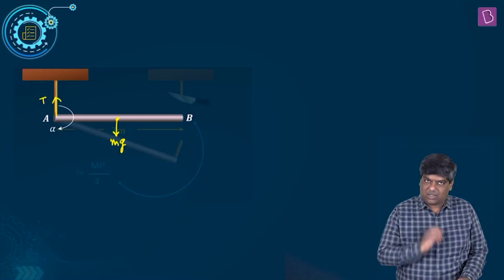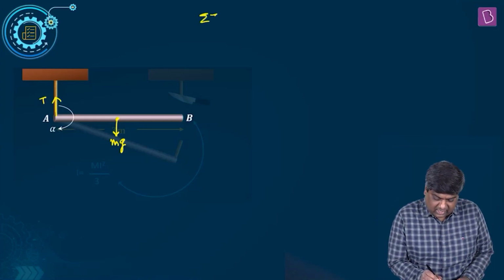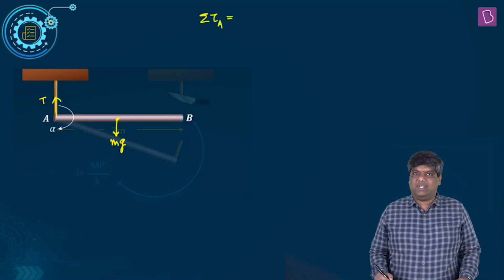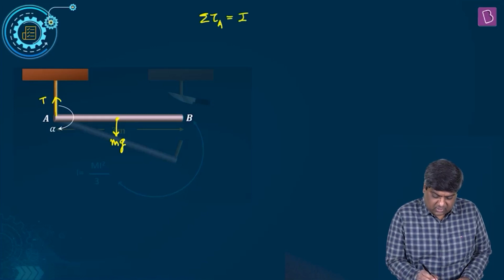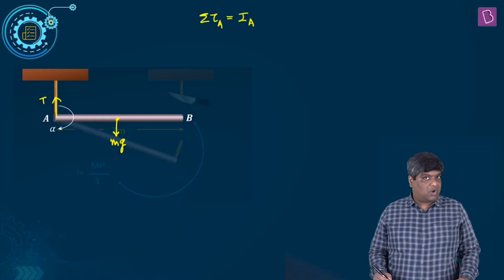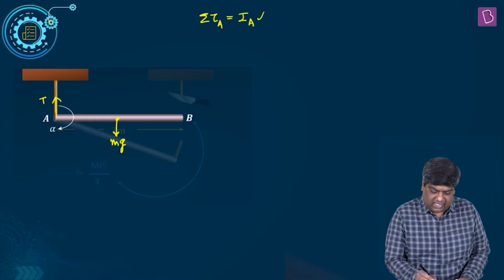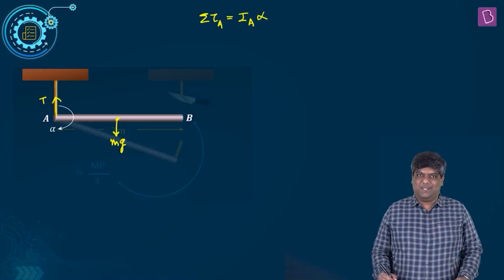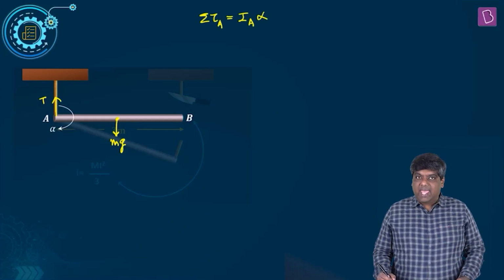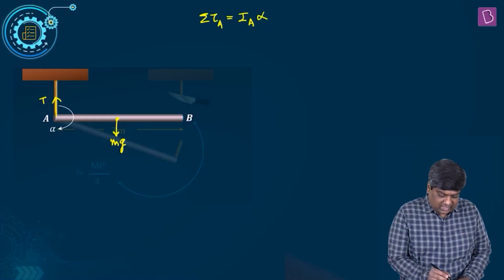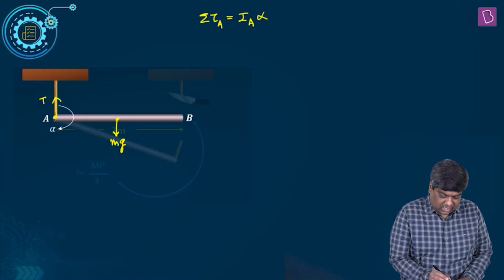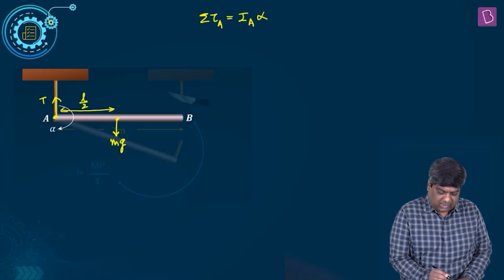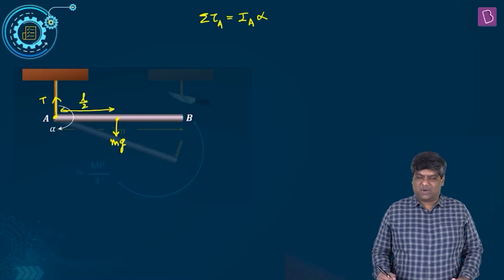So all I'm going to use is say net torque acting on the system with respect to point A must be equal to moment of inertia of the rod with respect to the point A into alpha. Alpha is what we are after, that value. What is the torque about A? Well, torque about A is, T does not have any torque, and the perpendicular distance of mg is nothing but L by 2, half the length of the rod, isn't it?